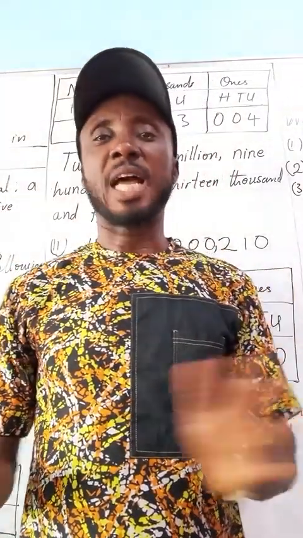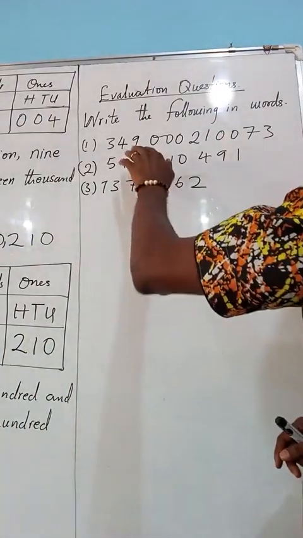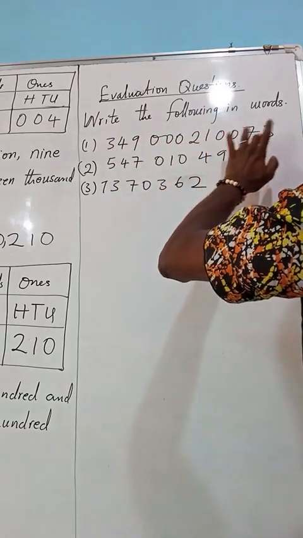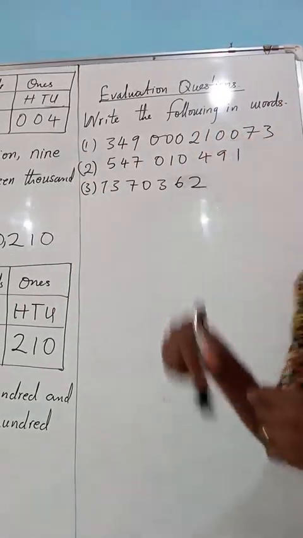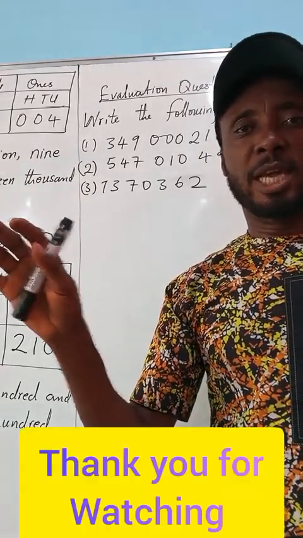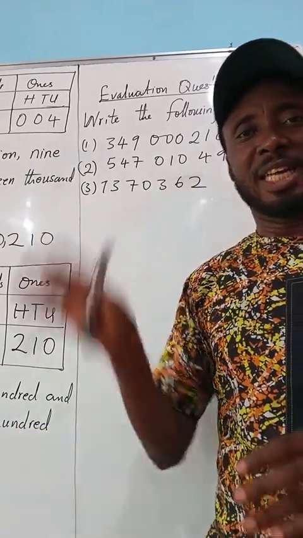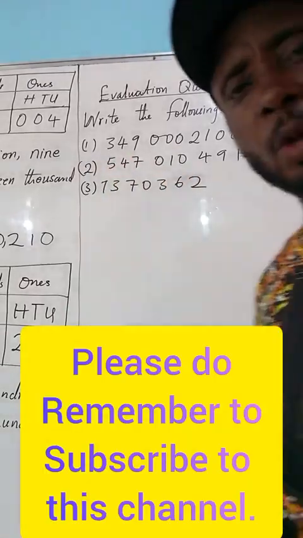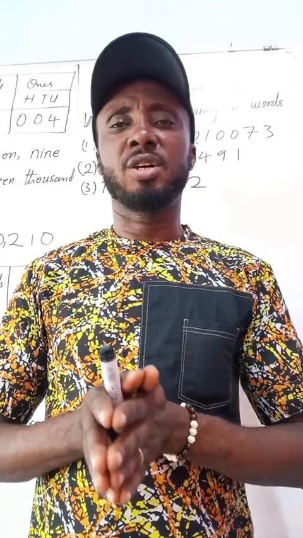Very simple. Now let's look at this evaluation question. Write the following in words. Look at the numbers. We have 349,000,210,073. Now split them in group of threes, starting from the unit side, and draw a box that contains the group of numbers that they are. Follow exactly what I did, the method I used, and you will get your answers correctly.